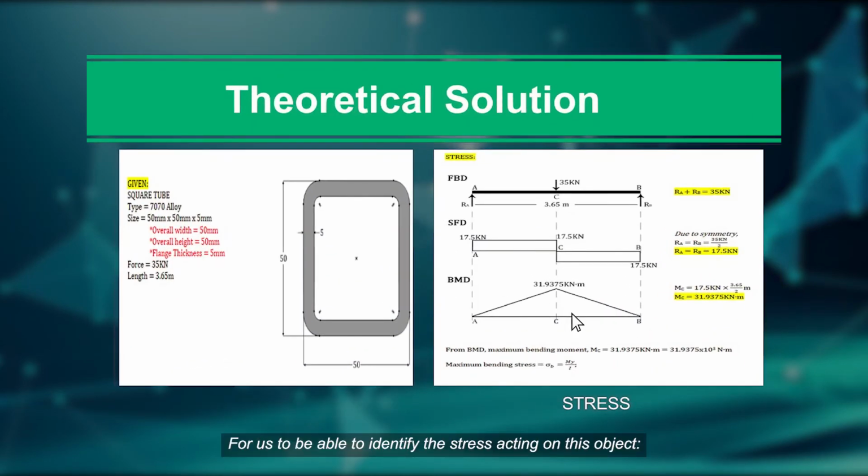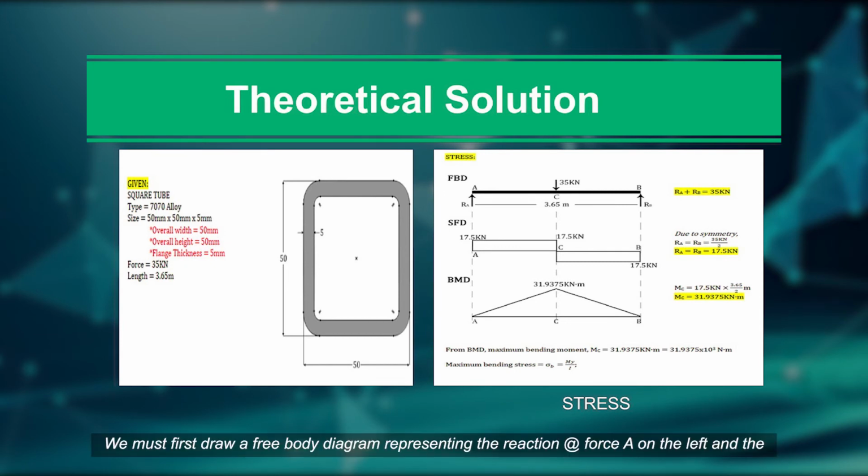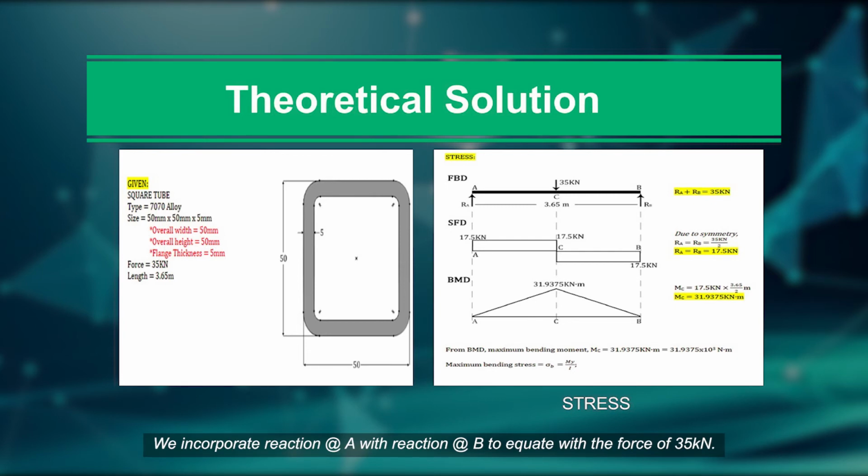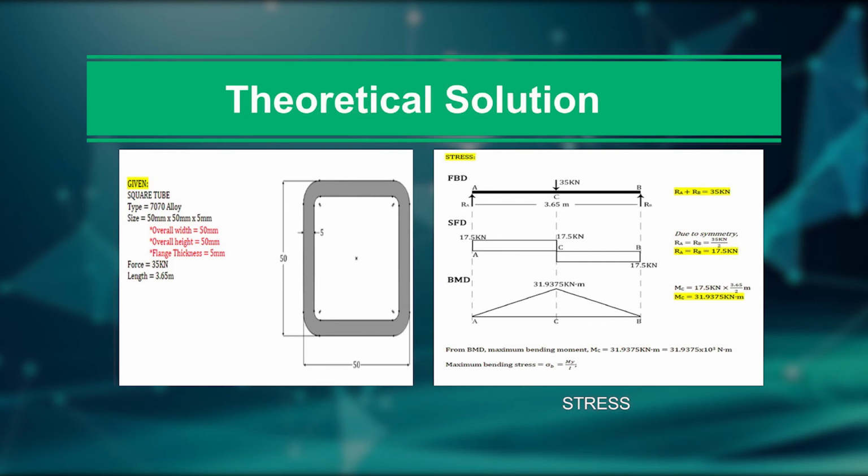For us to be able to identify the stress acting on this object, we must first draw a free body diagram representing the reaction at force A on the left and the reaction at force B on the right, with a length of 3.65 meters and a force of 35 kN downwards. We incorporate reaction at A with the reaction at B to equate with a force of 35 kN.